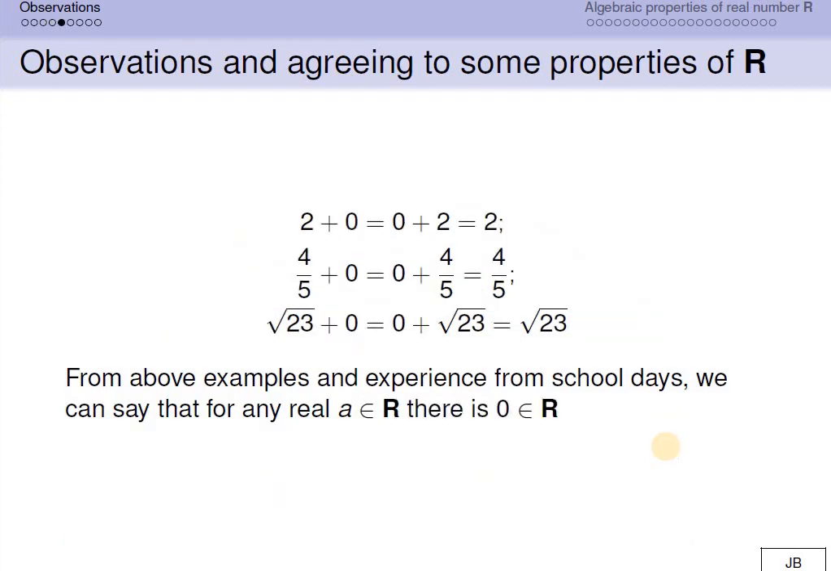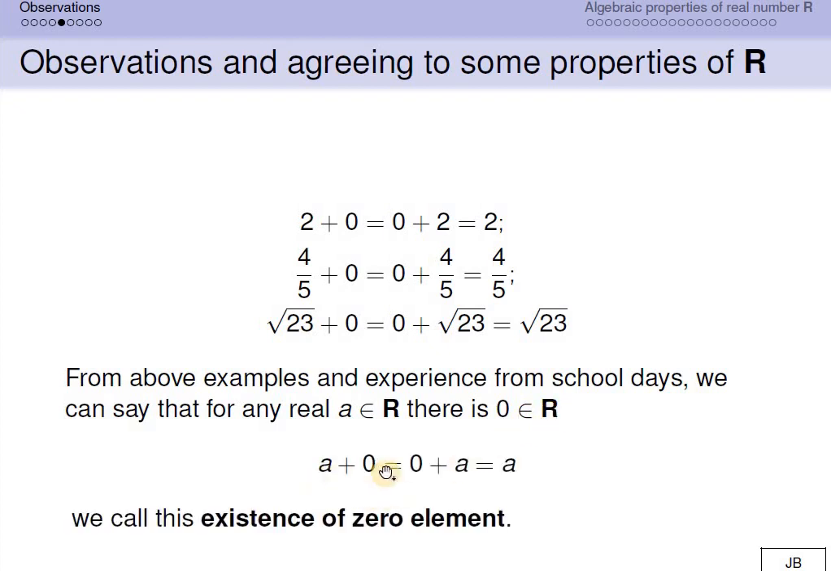Then with respect to addition, we have a special number. Whenever you add the number 0 to any number, the number doesn't change. You see, 2 plus 0 is 0 plus 2, equal to 2, and similarly for root 23 plus 0, or 0 plus root 23, is root 23. So for any a belongs to R, there is 0 belongs to R, such that a plus 0 is equal to 0 plus a equal to a. We call this the existence of the 0 element.